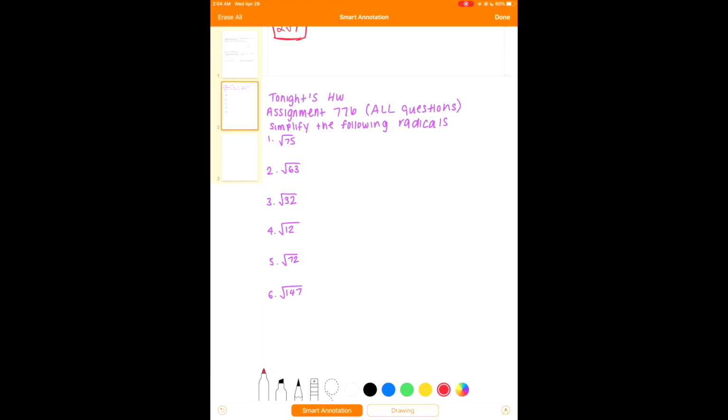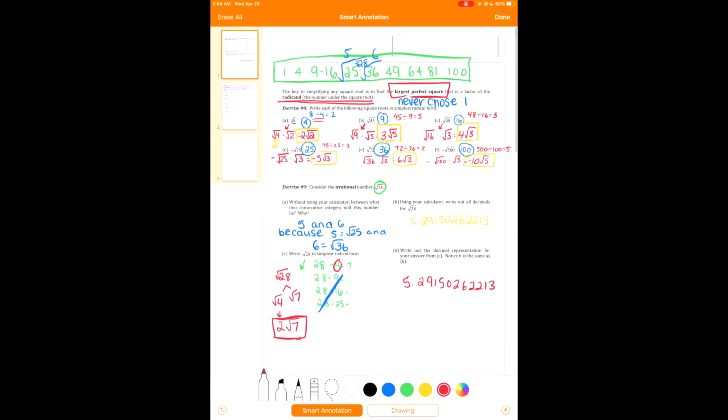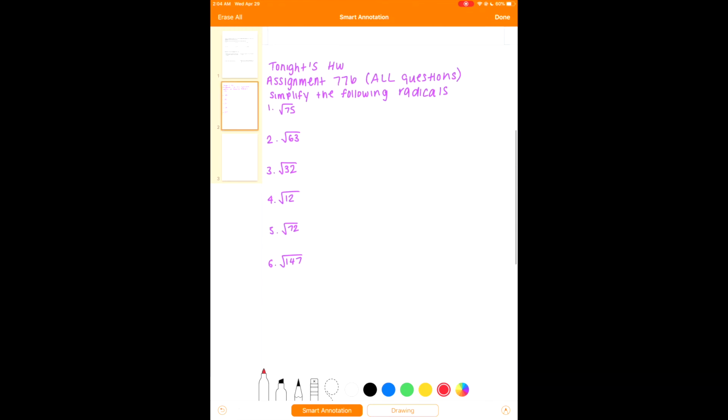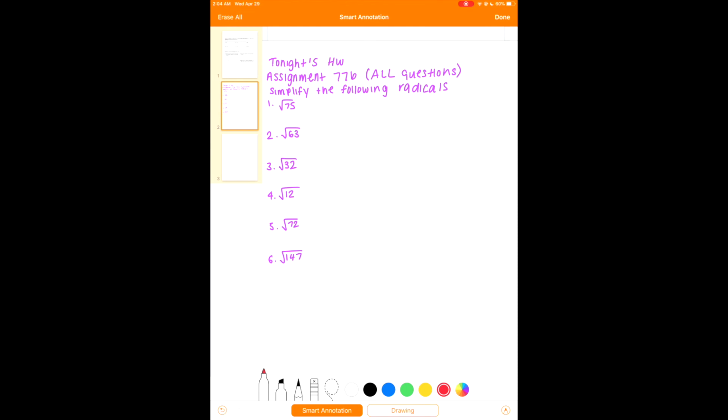Now here's going to be your homework for tonight. These 6 problems, you're going to simplify them completely in simplest radical form. I will post this on Classroom, these notes along with this homework. Please do it on a separate sheet of paper, or you can print this out and do it on here and submit a picture. And this is going to be due tomorrow at 2 p.m.